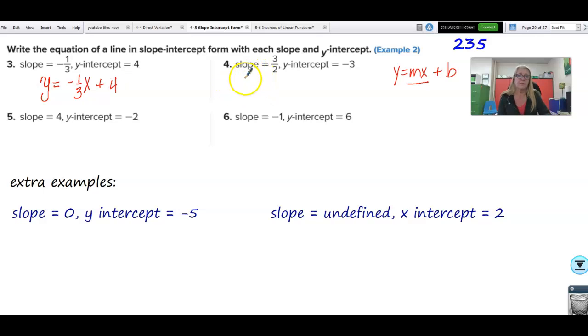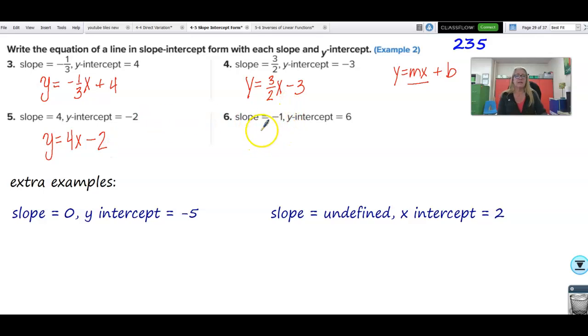Let's do number 4. We always start with y equals, then we write the slope number, 3/2. Then we write our x, and if you forget to put that x in, Reveal will mark you wrong. And then the y-intercept is -3, so we put -3. Here, y equals, now we're ready to write the slope number. Then we write x, y-intercept is -2, so we put -2.